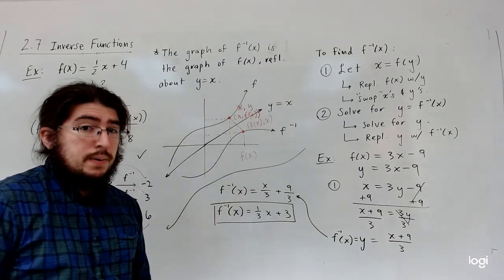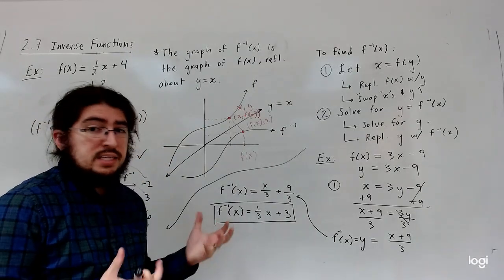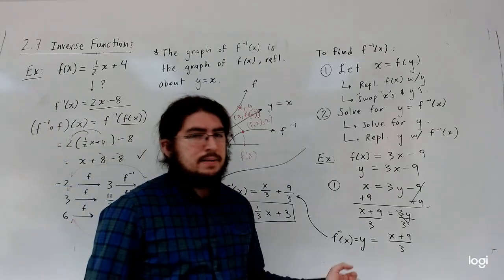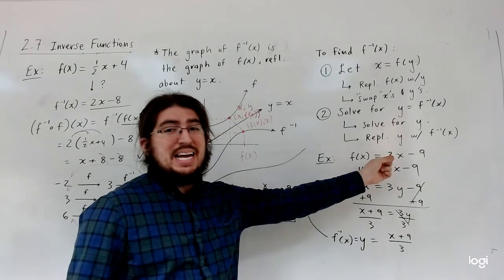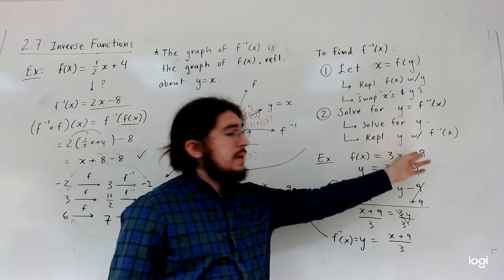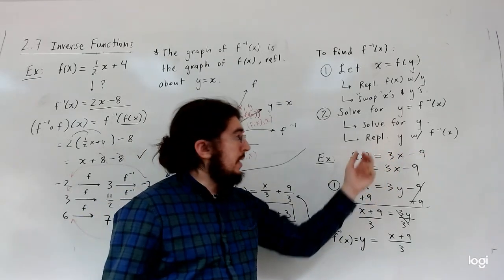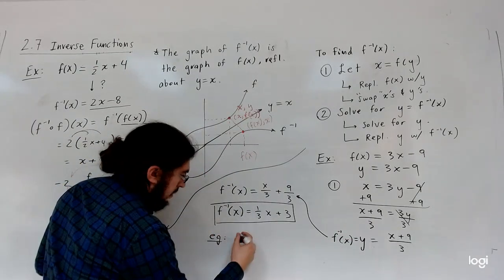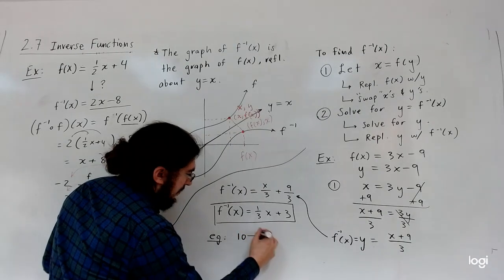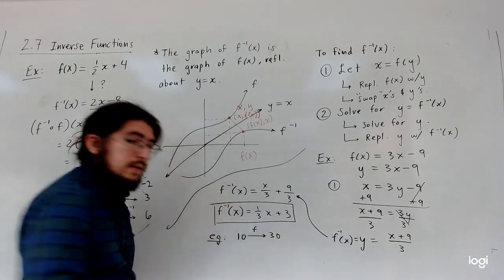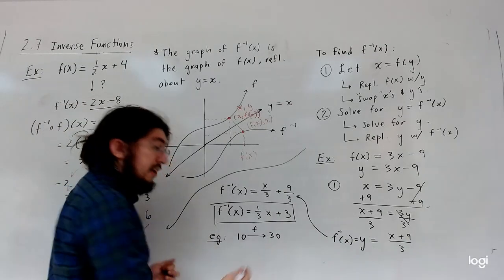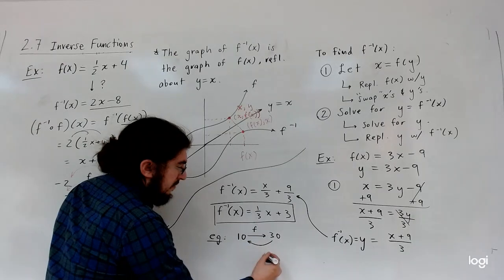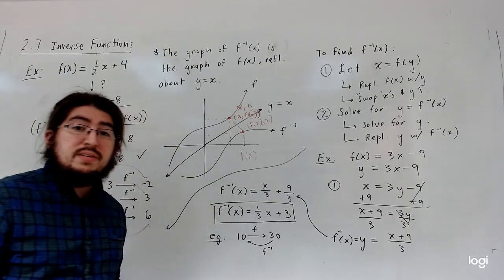And you can just check by taking their composition and seeing that you get x. As an example, I'll just plug in some random number, let's say 10. When you plug in 10 into f, you get, let's see, 30 minus 9 is 21. So that means, just as an example, let me write e.g. for small example. If we plug in 10 into f, we get 30. Just some random number I picked. So if we're correct on this being f inverse, then that means plugging in 30 into f inverse will result in 10. It undoes what f did, right?